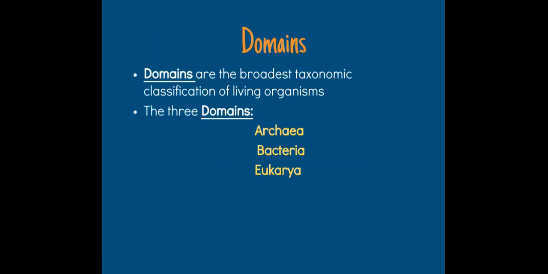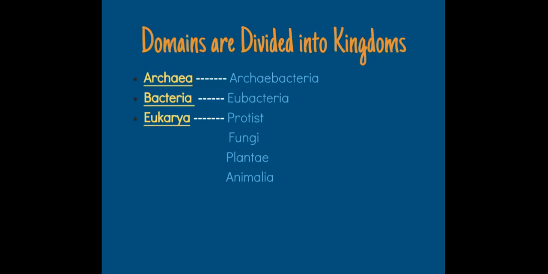Right, let's review how to classify organisms into domains and kingdoms. So first, you have 3 domains, and that's just a general way to classify living organisms. You have 3 domains: Archaea, Bacteria, and Eukarya. These 3 domains are divided into 6 kingdoms.